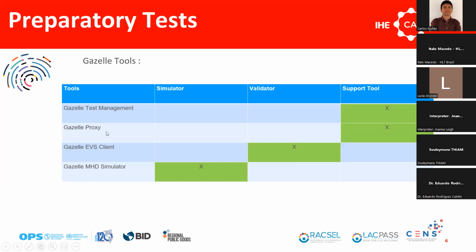The Gazelle proxy will catch the request or response message you send to the file server. We will have a presentation on this during the week before the event. It will help to capture the message between your system and the file server, if it's MHD, for example. And that message can be validated using the Gazelle validators, IPS, MHD, or another validator. But anyway, you'll have a presentation on this.